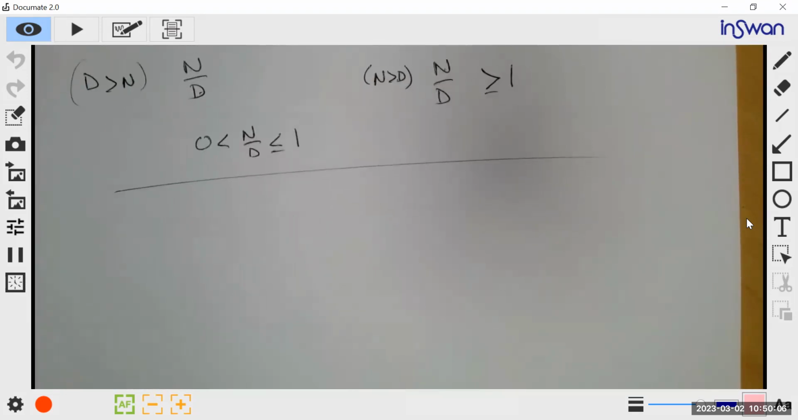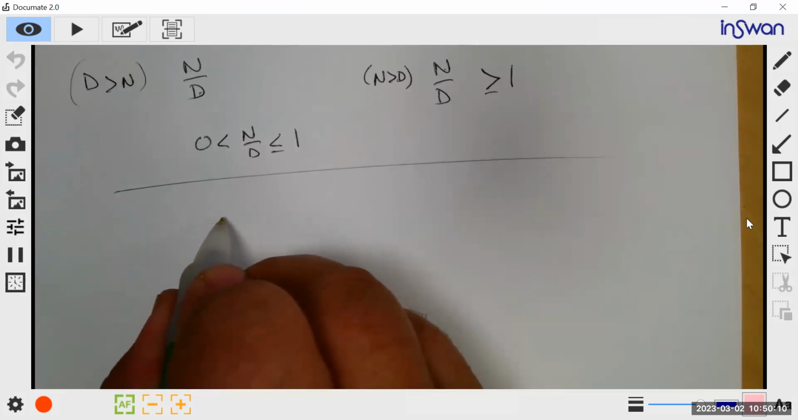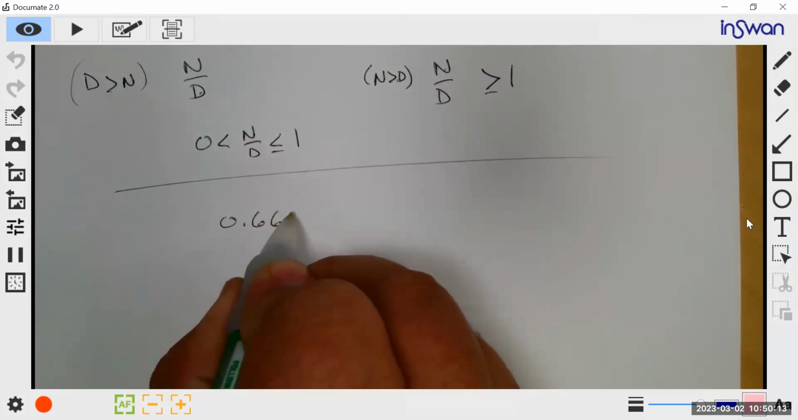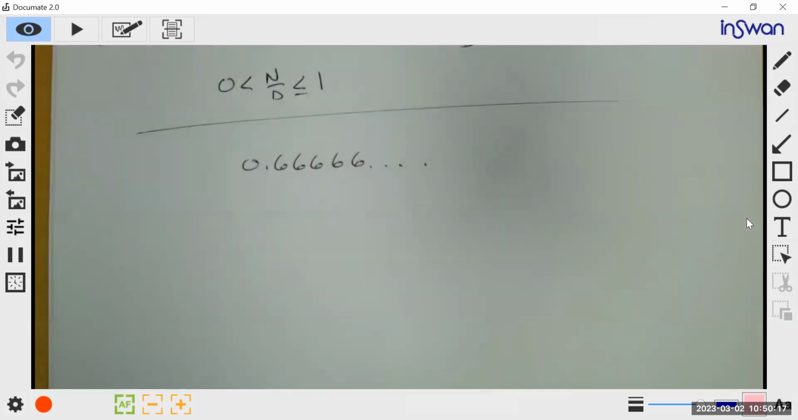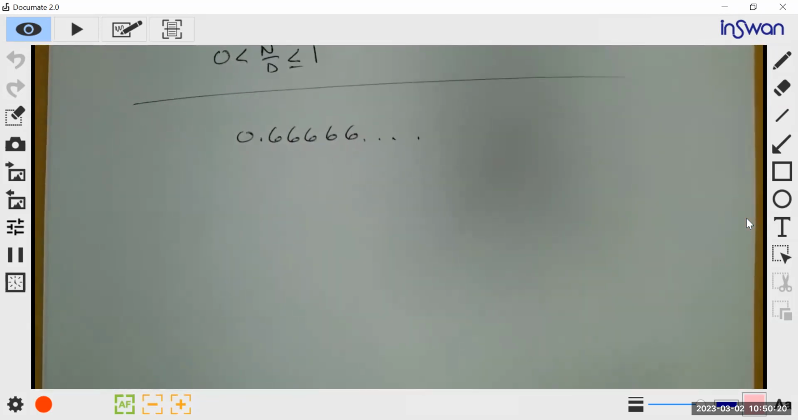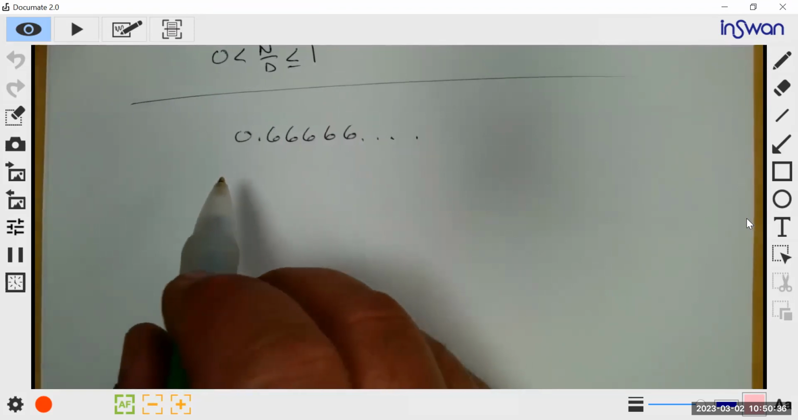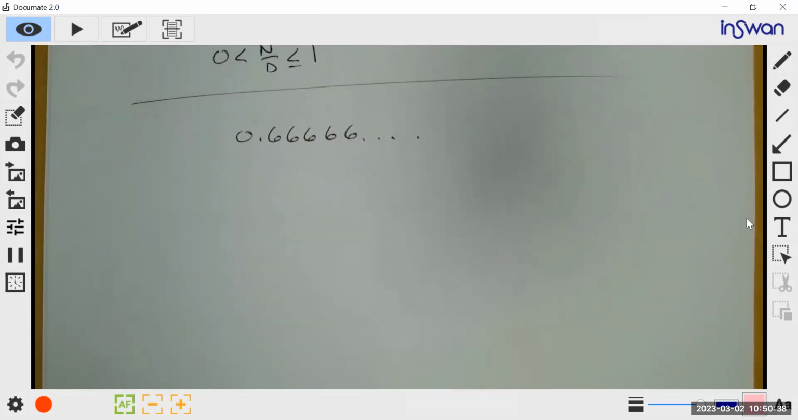All right, now the tricky part. This one goes on forever. It's an infinite number, but it's the repeating decimal. How do we convert that into a fraction? This is a 3-step process. First step.